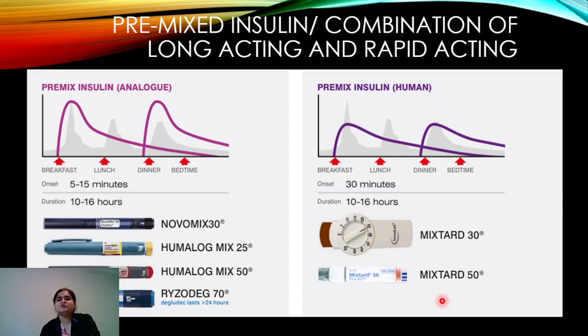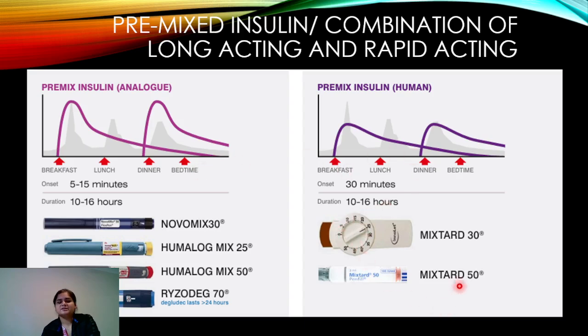So premix human brands used are Mixtard, Mixtard 30 and Mixtard 50. So these are both premixed insulin, but what is this analog and what is this human? Why, if they are both premix? See, the onset of action is 5 to 15 minutes in analog insulin. They are quicker to act, whereas here in human insulin, it is 30 minutes. They take 30 minutes to kick in. Whereas here, the duration is almost the same, 10 to 16 hours.